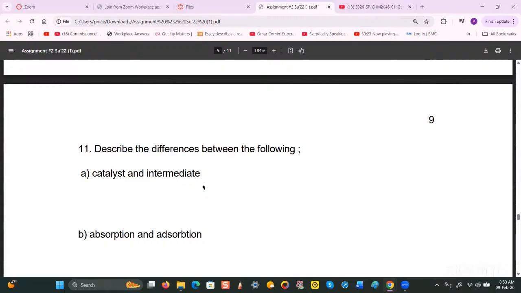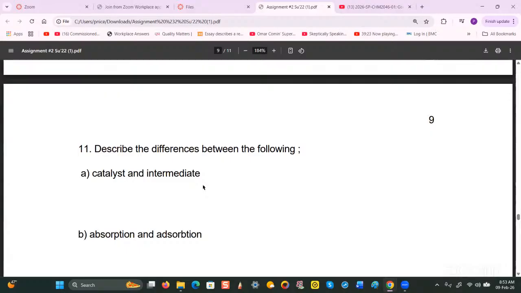A catalyst is used in an earlier step and then produced in a later step, right? As an intermediate is produced in that earlier step and then used in a later step. Okay, very good. So that's basically it for the A part. All right, what about B?